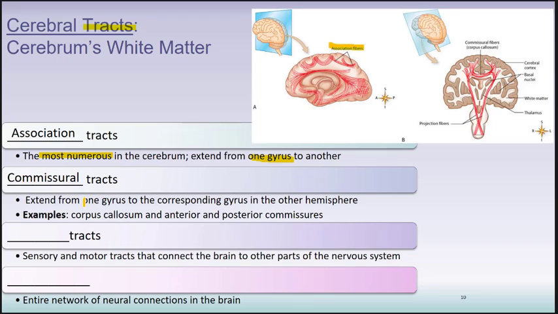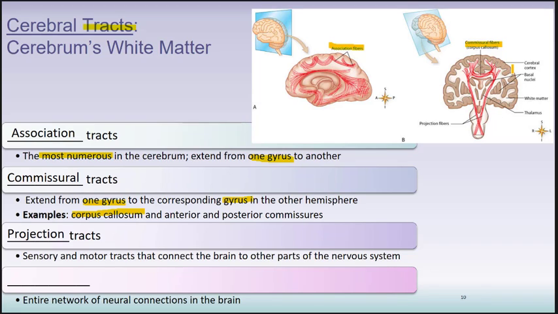These extend from one gyrus in one hemisphere to the corresponding gyrus in the other hemisphere. And we can see the commissural fibers here. And so they're going from one hemisphere to the next hemisphere, allowing for communication. And a great example is the corpus callosum, which is the structure that really connects our hemispheres together.